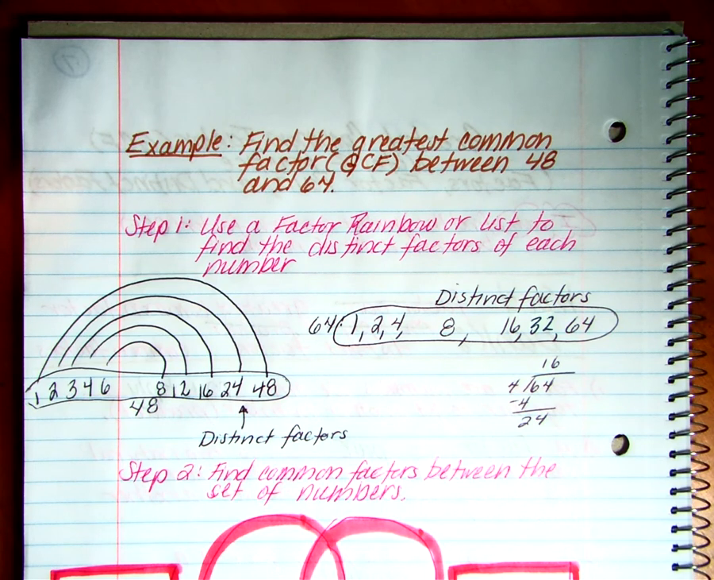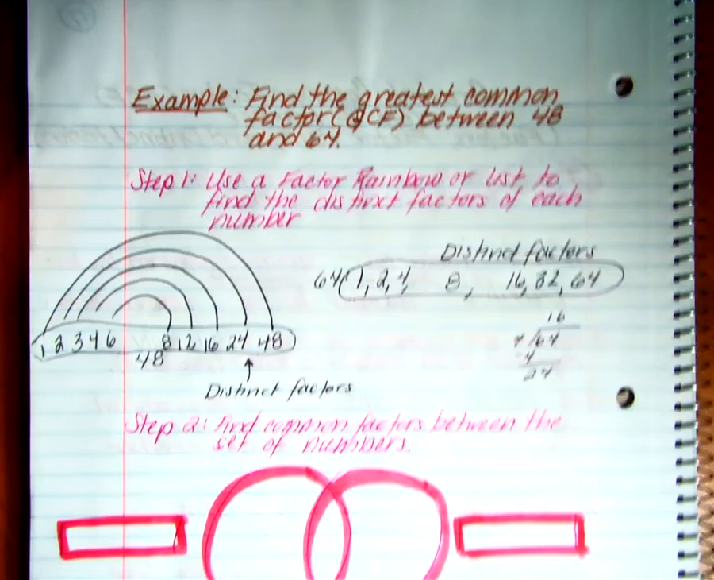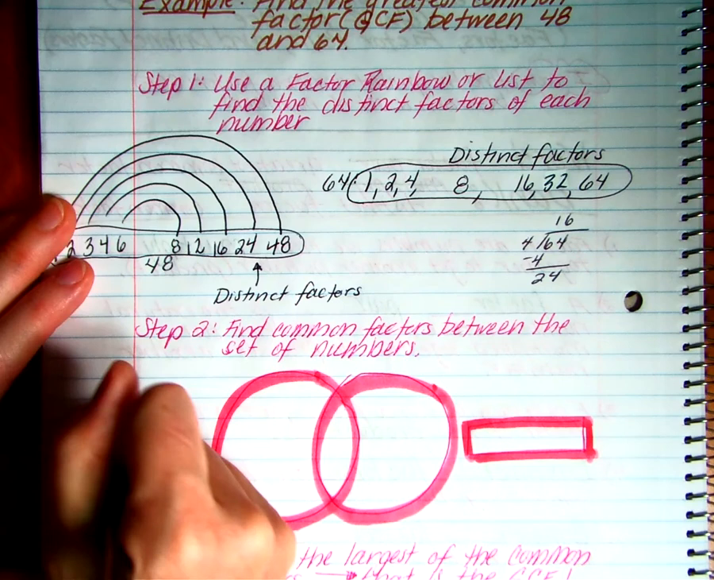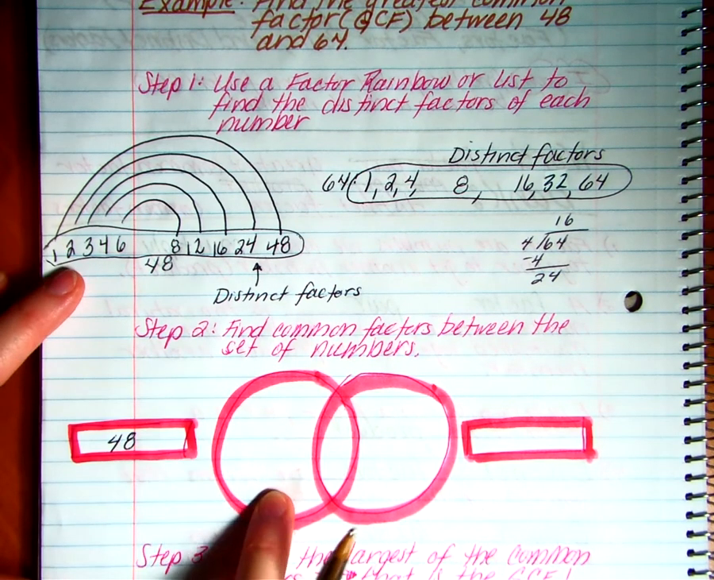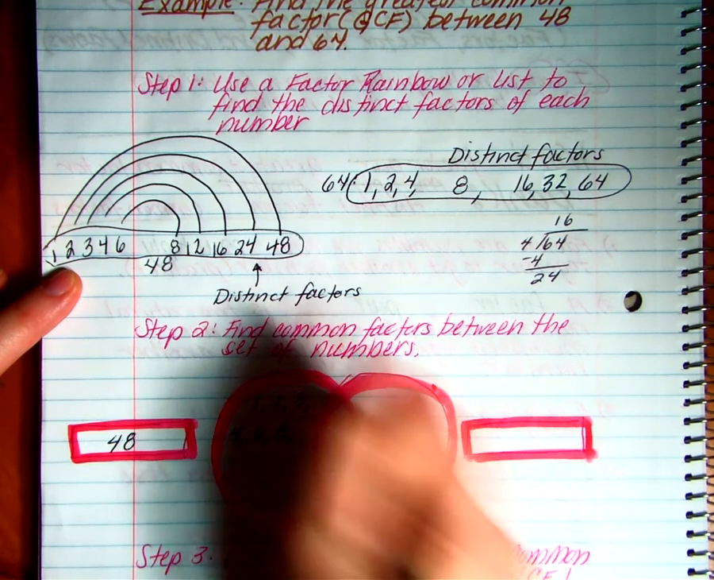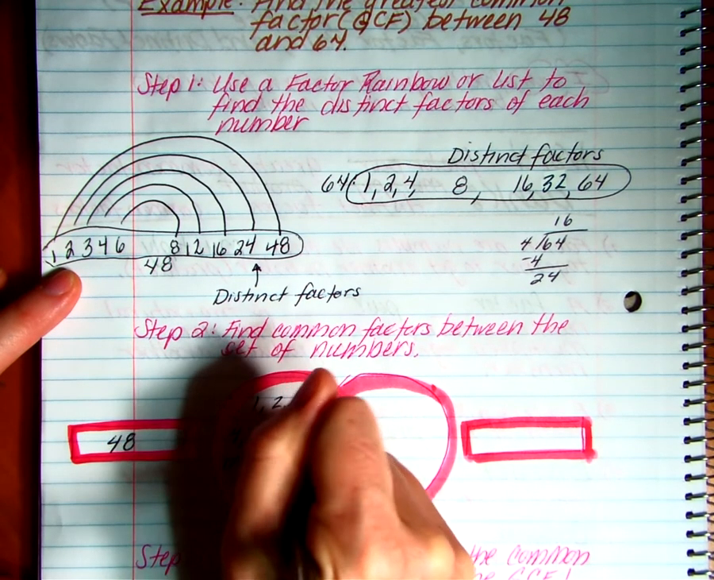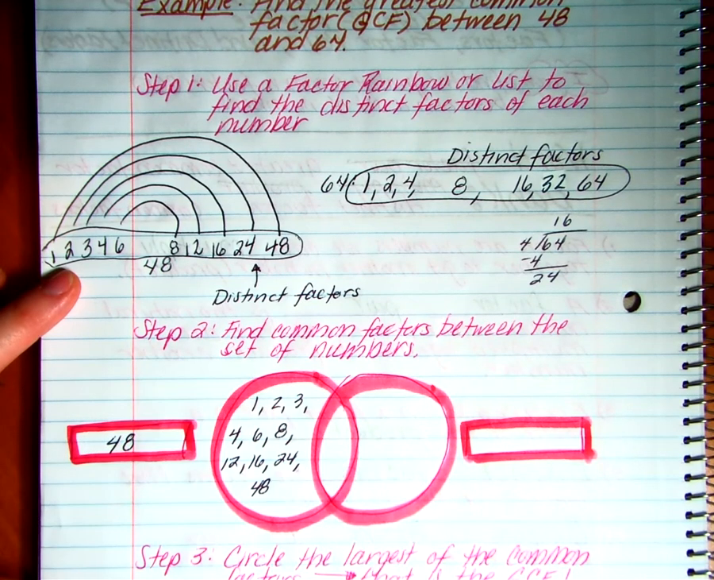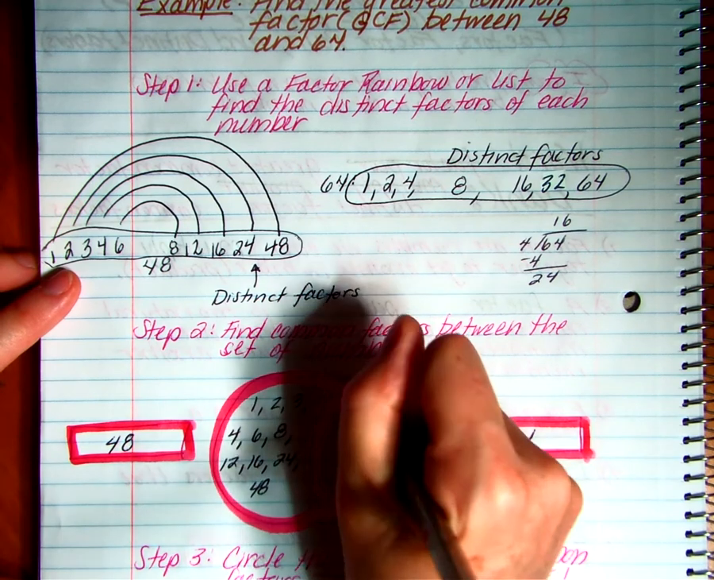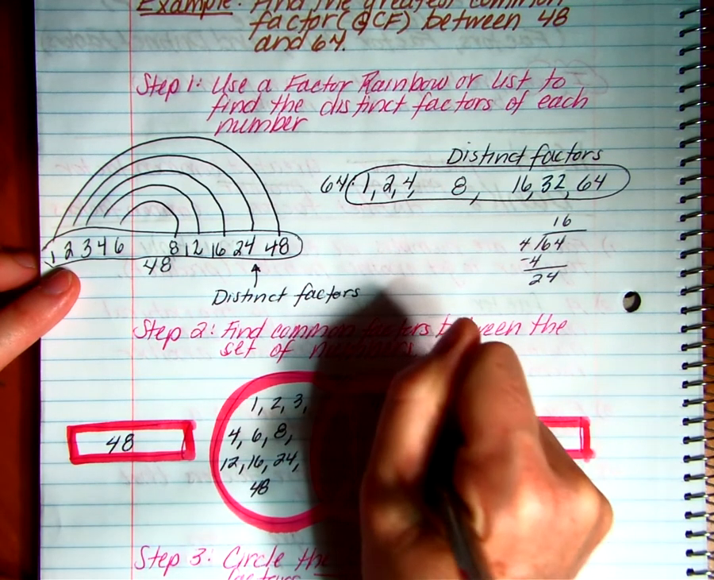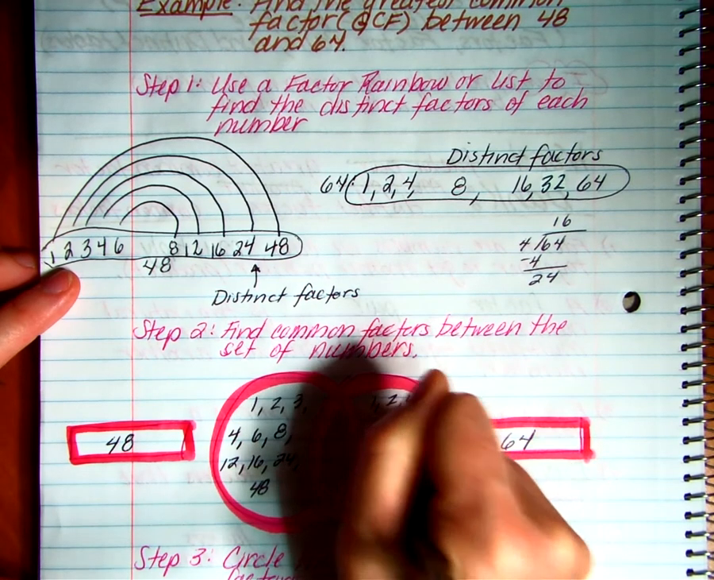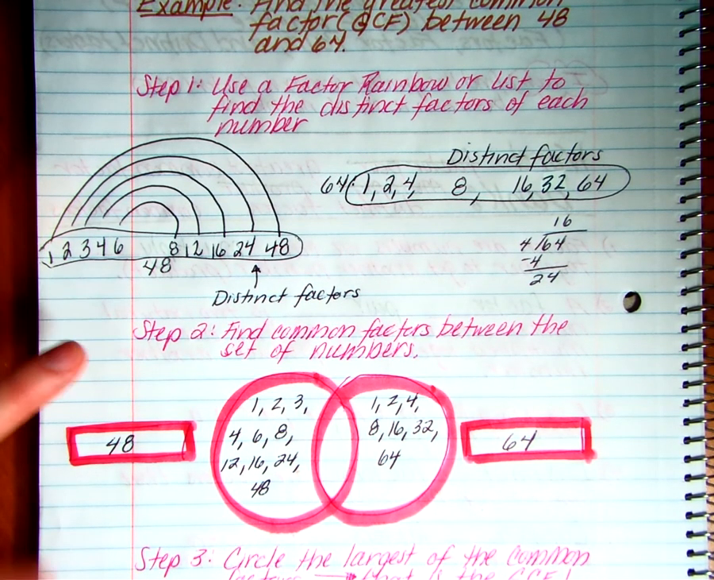So let's see what we need to do with the factors now that we have them. We're going to need to find the common factors between the set of numbers. So let's go ahead and list the factors of 48 in this bubble here. We've got 1, 2, 3, 4, 6, 8, 12, 16, 24, 48. And then we're going to repeat that process over here for the factors of 64. 1, 2, 4, 8, 16, 32, 64. Now let's find ones that are alike.